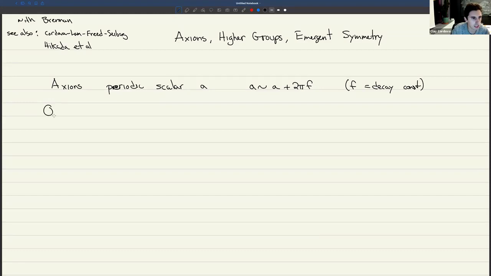And basically, for most of the talk, we'll just be concerned with the question, what is the global symmetry? So we'll have some model of axions, and we'll ask, what is the global symmetry of a theory of axions, and what can we do with it? And this question, while it's seemingly very basic, has a kind of cute answer.